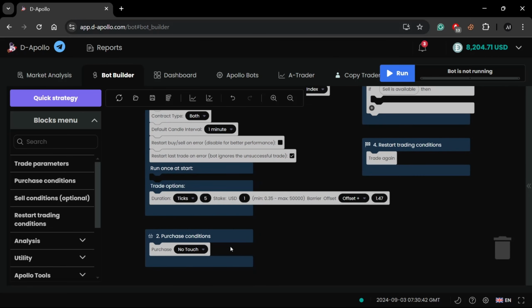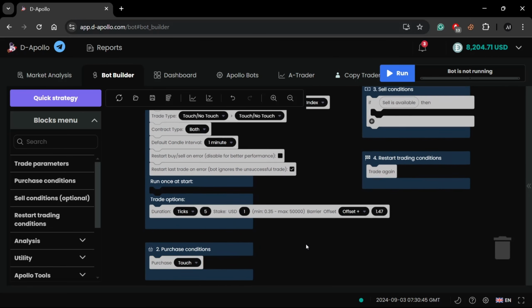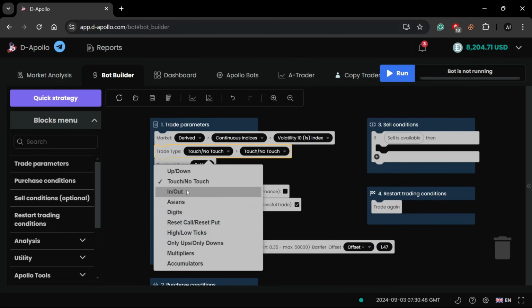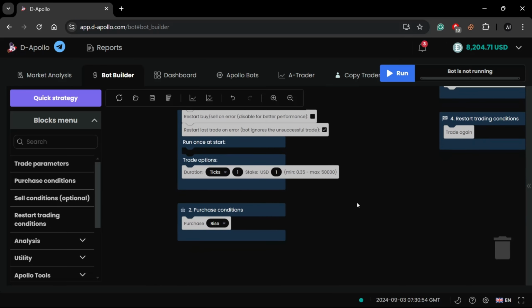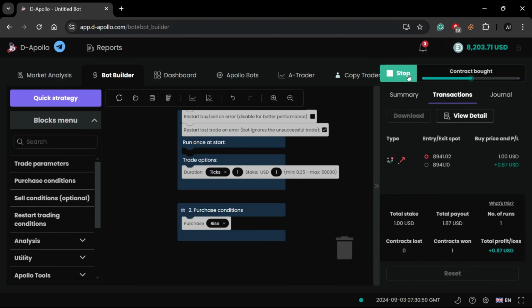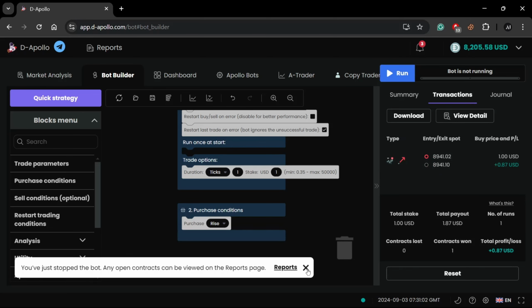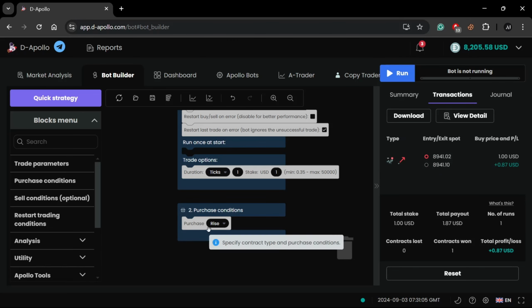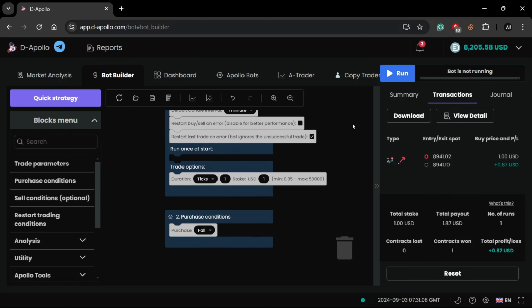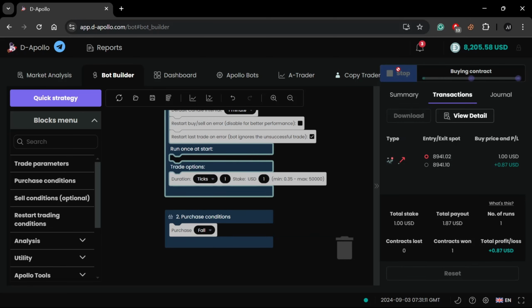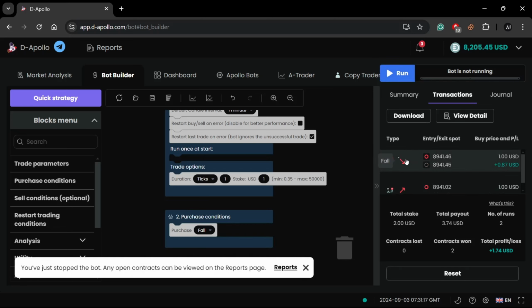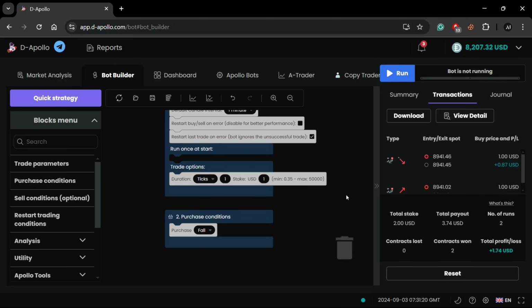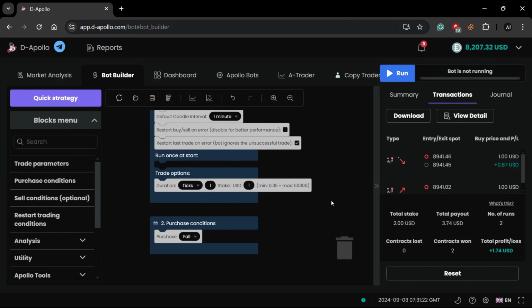For example, let me go to rise and fall. If I set this to purchase rise and I run the bot, you see, it will purchase a rise contract. Now, as you can see, it's rise. Now if I set it to fall, you see it purchases a fall contract. This fall, this is rise. So that is what the purchase conditions are: which contract you want to buy.